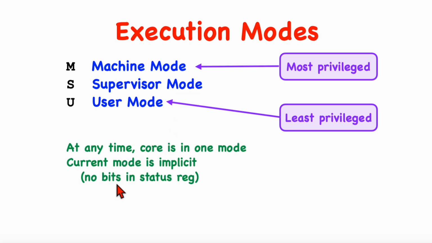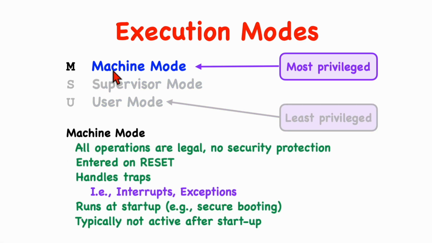There aren't any bits in any control and status register to indicate the current mode. The current privilege level is implicit, so there's no clear way for a program to determine the current mode. But that's really not a problem, since software is designed to be executed at a particular privilege level, with the current mode being implicit. In machine mode, which is the most privileged level, all operations and instructions are allowed. There is no security checking.